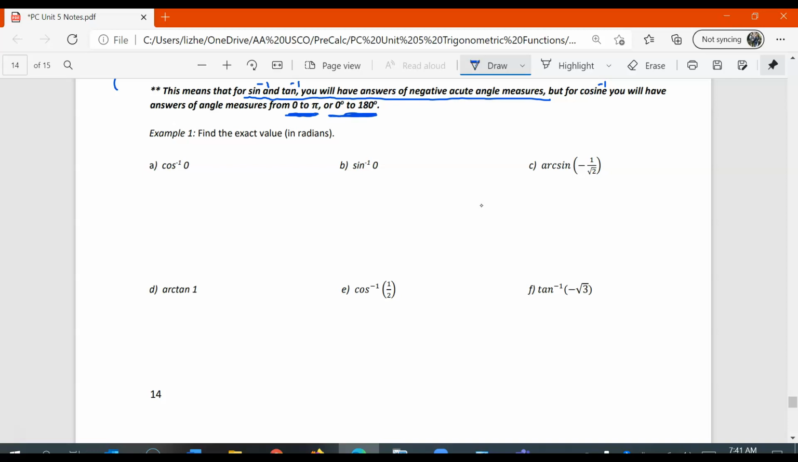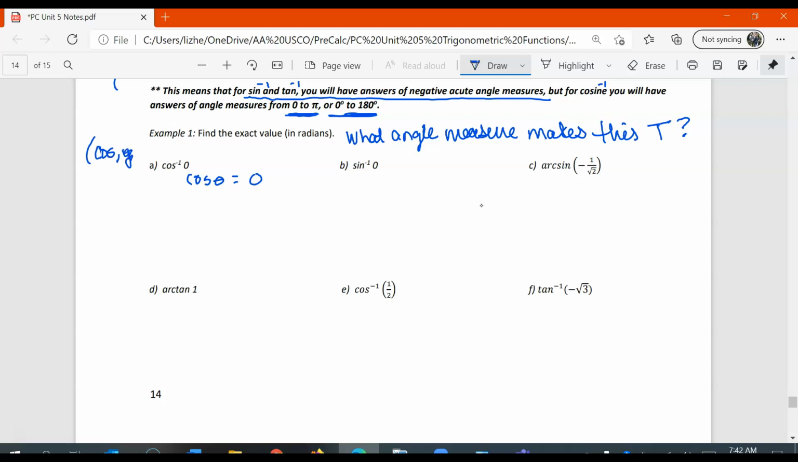Example 1, find the exact value in radians. Now we have done inverse trig before, and so please remember that what we're trying to do in these is say what angle measure makes this true. So the inverse cosine of 0: basically, you're saying the cosine of theta equals 0. Also remember, for the unit circle, x is the cosine, y is the sine.